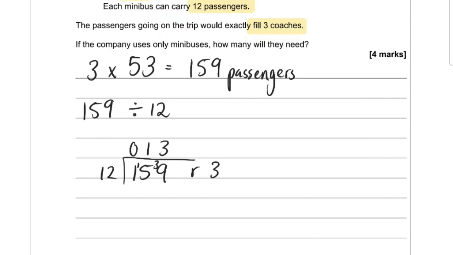So in total, that's going to be 13.25, but obviously you can't order 0.25 of a minibus. So in total, they're going to need 14 minibuses. Hopefully that's the same answer you got if you paused the video and completed this question on your own.